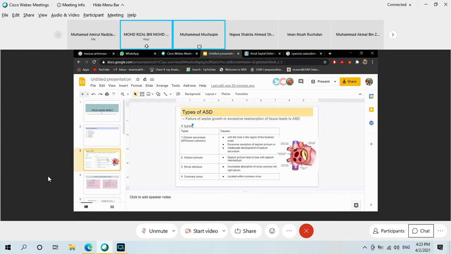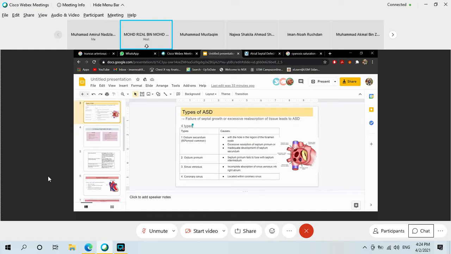Okay, this one okay. Just want to highlight that ostium primum is a different entity. Ostium primum, or ASD primum, the other name for this defect is the incomplete AVSD, atrioventricular septal defect. So it's a different entity actually. It involves the endocardial cushion area, so it may involve the mitral or tricuspid valve. Okay, next slide.